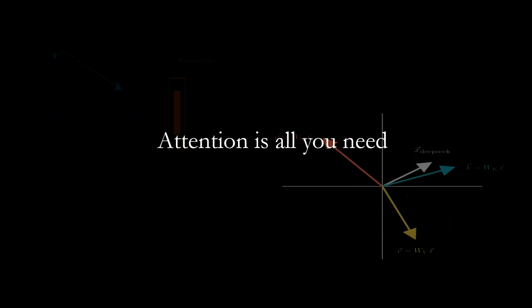In this video, we're going to break down the entire transformer architecture step by step, from vector geometry and multi-head attention all the way up through 32 stacked layers to final token prediction.